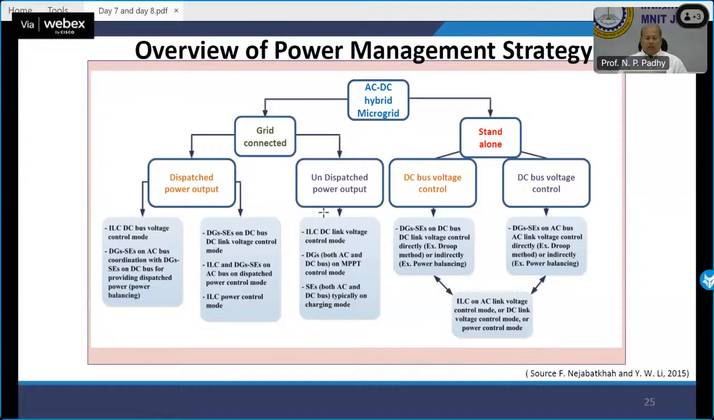Now here, there is a small mechanism I could see in both types of standalone. Let us come from the standalone side. In the DC bus voltage control method, we say DGs and ESSs on the DC bus control the DC link voltage directly, for example droop methods, or indirectly by power balancing, which we have already discussed. And on the right side, there is a small error actually, we need to make it AC bus voltage control, okay?